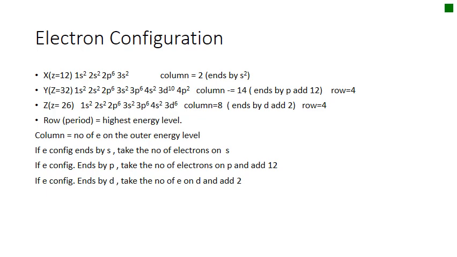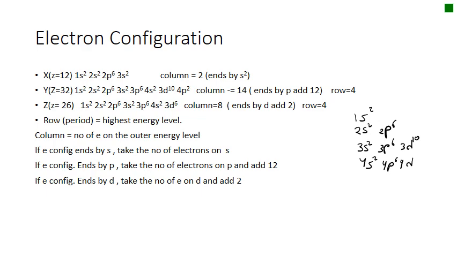How can we make electron configuration for a certain atom? In order to make correct electron configuration, we have first to write this diagram: 1s2, 2s2, 2p6, 3s2, 3p6, 3d10. S, P, D and F are the sub-levels. Each sub-level is filled by a certain number of electrons.